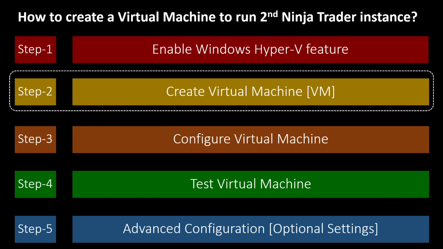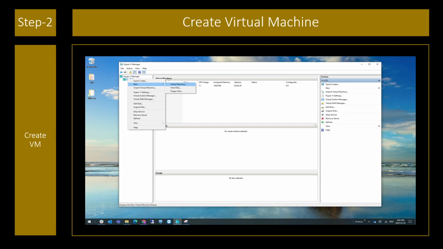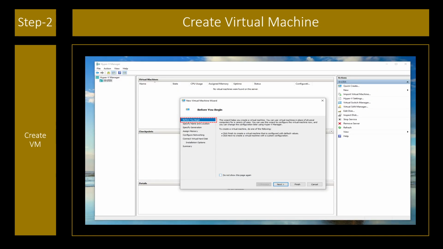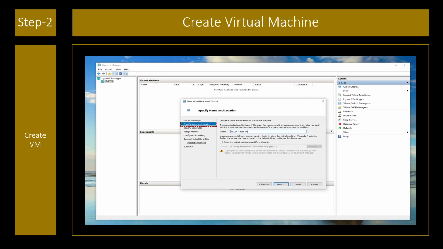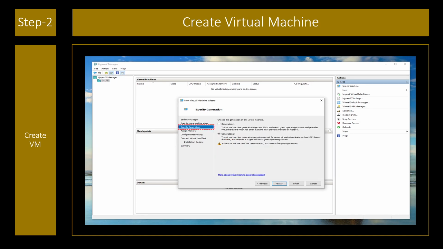Now let's move to step 2 and create the actual virtual machine. Right click on your computer name and click New and then click Virtual Machine. It will launch a virtual machine creation wizard. Click Next. Give a name to your virtual machine. Here I am providing the name RDGD Trader VM and click Next. Select Generation 2 as it is a more advanced option and gives you more configuration features. Click on Next.